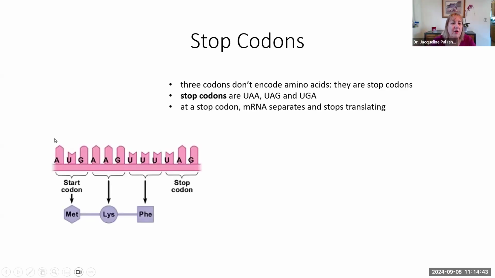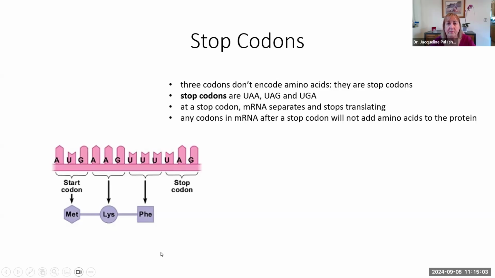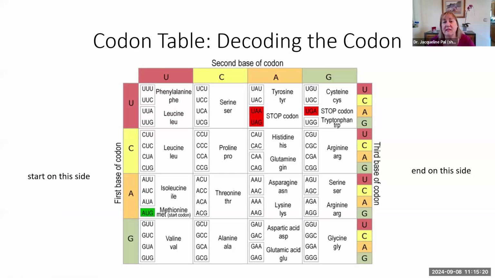Okay. So for instance, in this little strip of messenger RNA, here's our start codon. So there's methionine. AAG would code for lysine. UUU would code for phenylalanine. And UAG is a stop codon. So this protein is only 3 amino acids long. If there are codons after this, and one would assume there would be more codons, any codons in a messenger RNA after a stop codon will not add amino acids to the protein because the messenger RNA is going to disconnect.